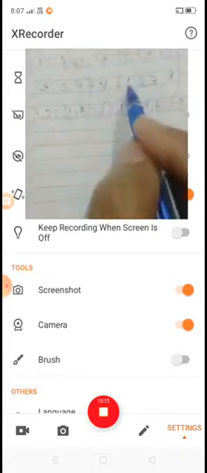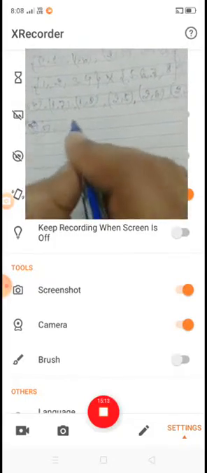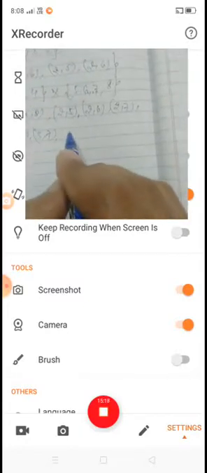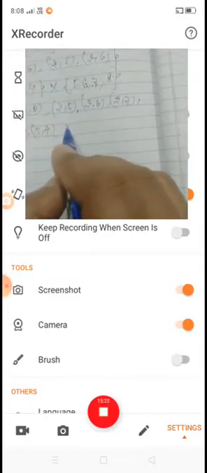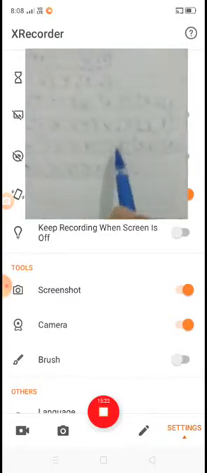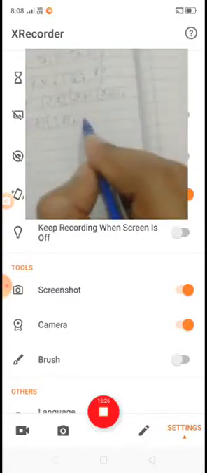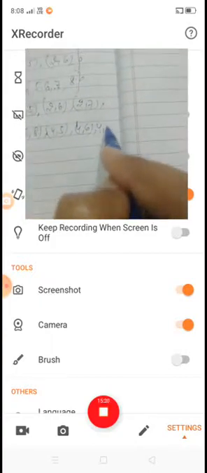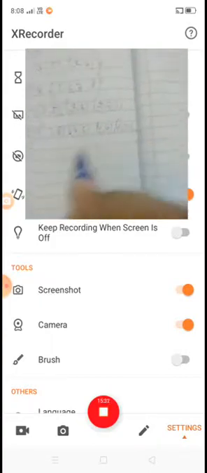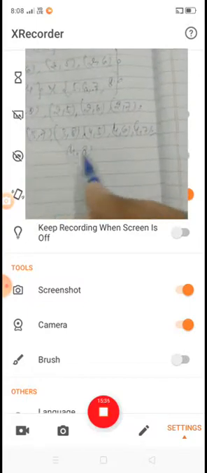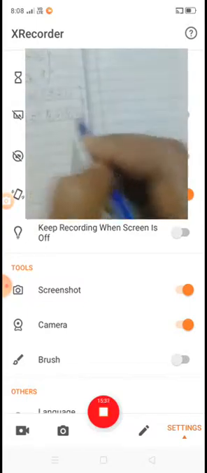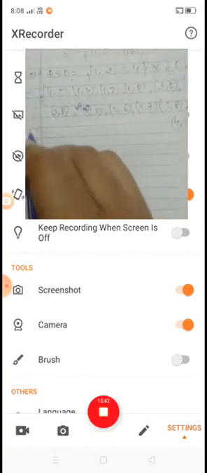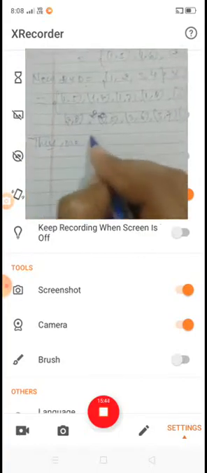Now we take (3,5), (3,6), (3,7) and (3,8). Now we have (4,5), (4,6), (4,7) and finally (4,8), bracket closed.